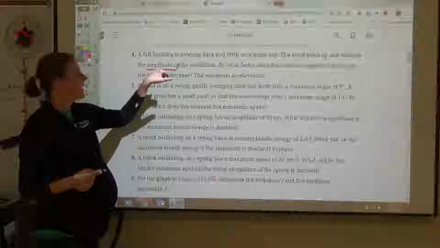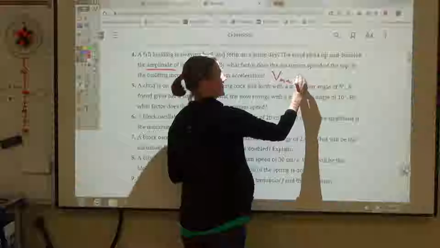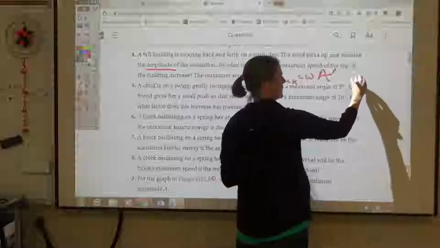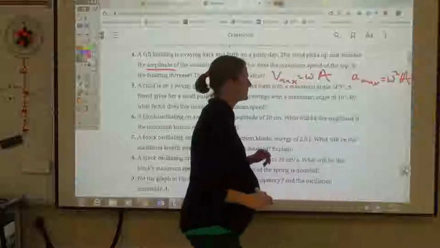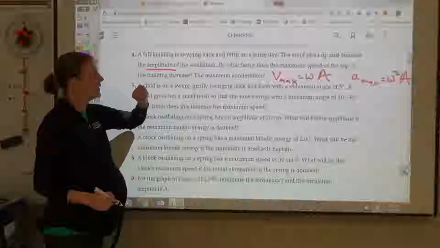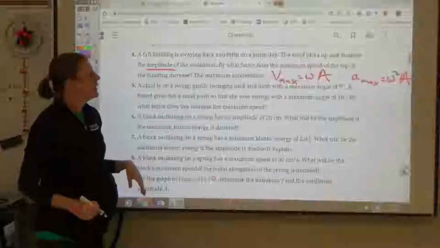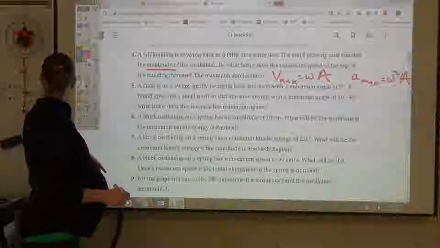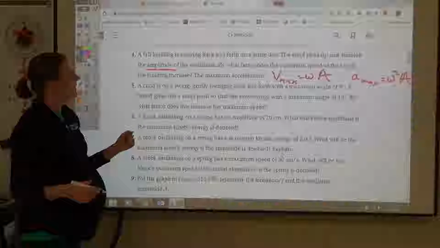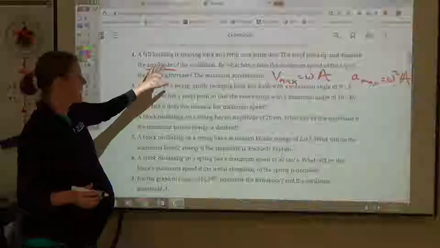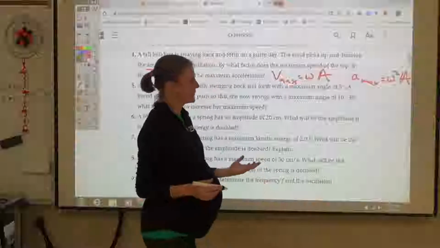So amplitude is doubled. We're talking about maximum speed and also maximum acceleration. Maximum speed was the formula omega A. And omega was 2 pi over T, if you knew the period. But it doesn't say any of those things change. So if the amplitude doubles, velocity doubles; amplitude doubles, acceleration doubles. Those things are directly related.